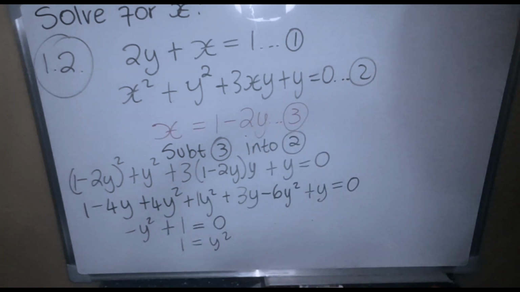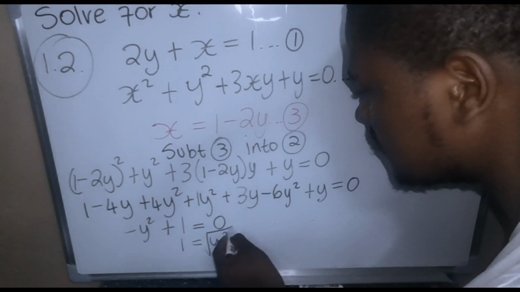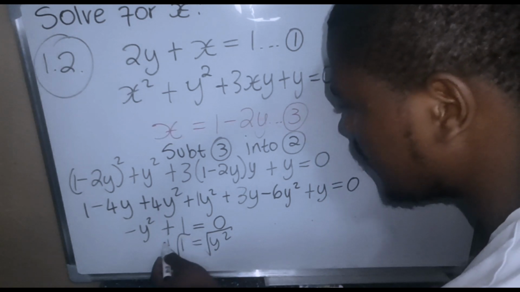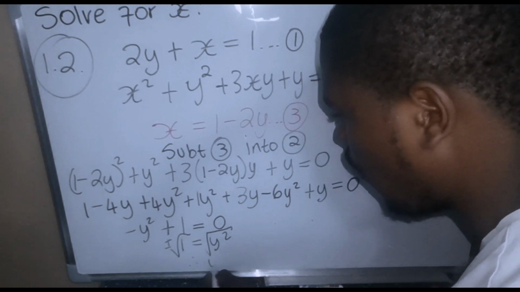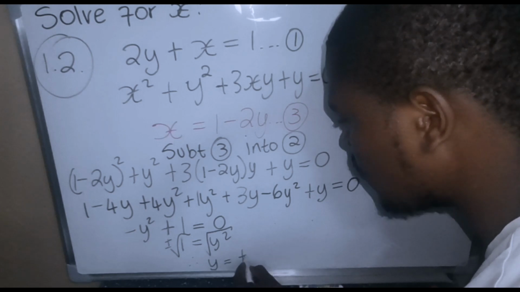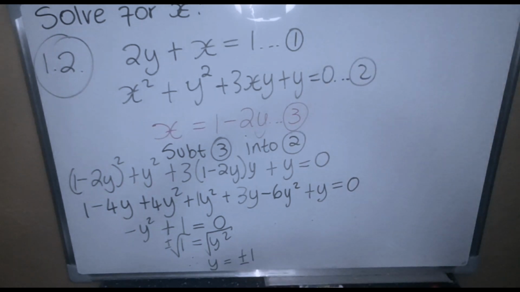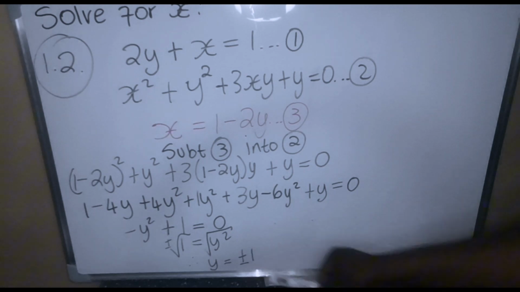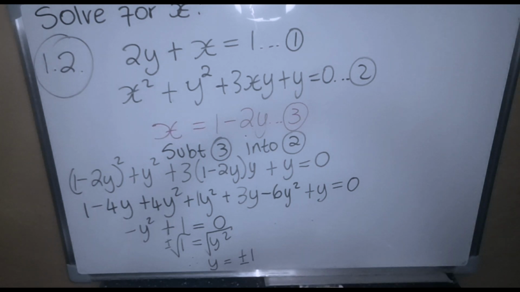Then for us to find y, I introduce the square root on both sides. Square root plus or minus. Therefore, y is equal to plus or minus 1. This is our solution. Then with this solution, again we've got two values of y.